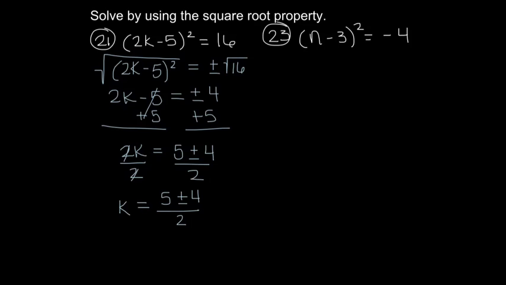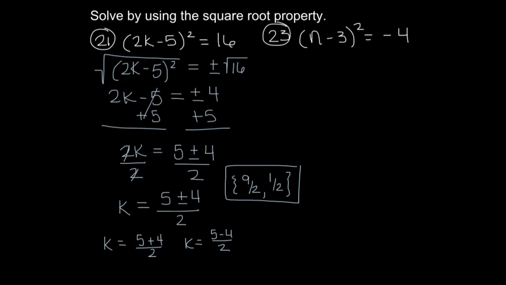If I simplify this a little bit more, like we talked about, you can combine the 5 and the 4. That actually is the same as k equals 5 plus 4 divided by 2, and k equals 5 minus 4 divided by 2. Well, 5 plus 4 is 9, and 9 divided by 2 is just 9 halves. So one of my solutions is 9 halves. The other one, 5 minus 4 over 2, well, 5 minus 4 is 1, and 1 over 2 is just 1 half. So my solutions are 9 halves and 1 half.